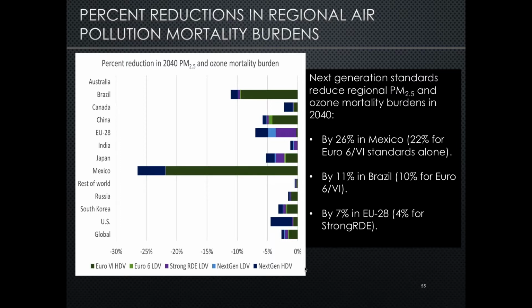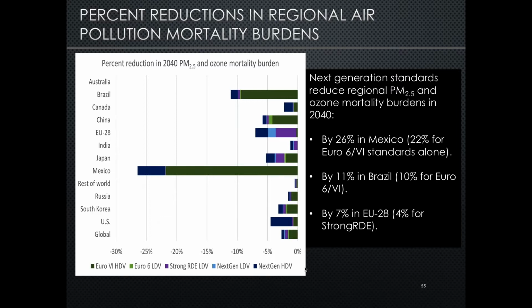Now, if you look at this on a percentage basis, this is now showing the percent of the total burden of disease from ambient air pollution that could be avoided with these diesel NOx emission policies. Next generation standards reduce regional PM 2.5 and ozone mortality burdens by 26% in Mexico and about 22% alone for Euro 6 standards. And here, this is essentially normalizing by population.